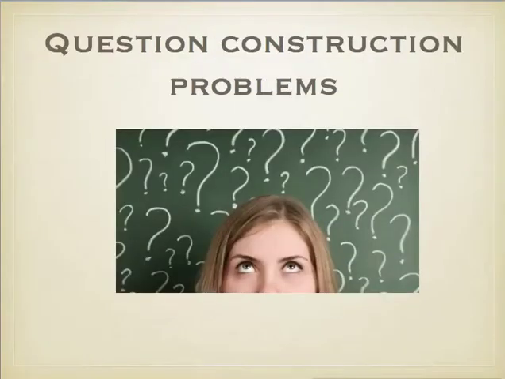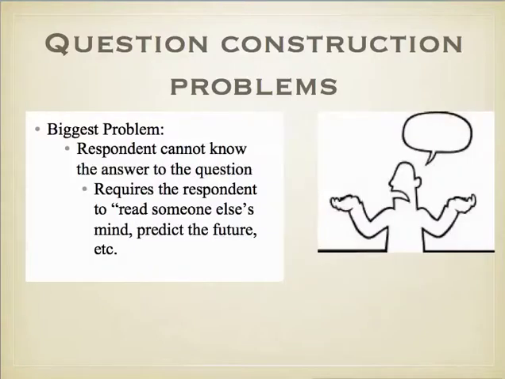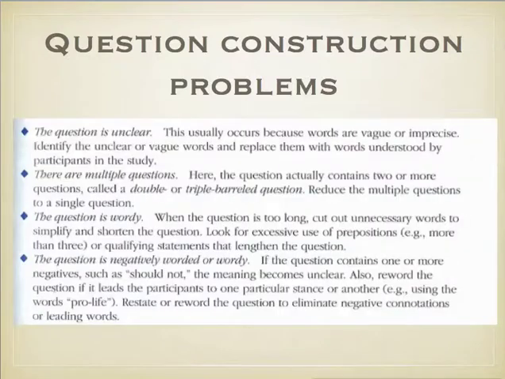Now, as you're constructing your questions, there are a lot of things to keep in mind. Probably the most common mistake that people make when they construct a survey is asking a question that a person can't possibly know the answer to. It would require them to predict the future or read someone's mind. So make sure that when you ask a question, it is something that somebody actually can know the answer to.